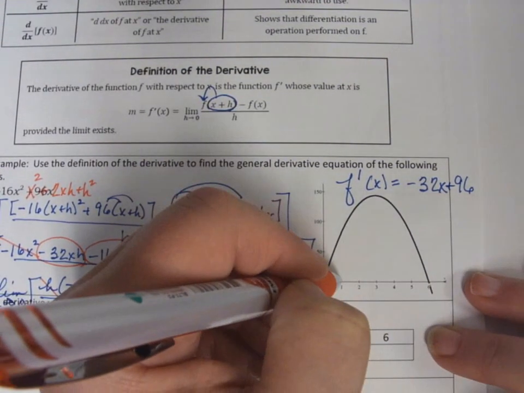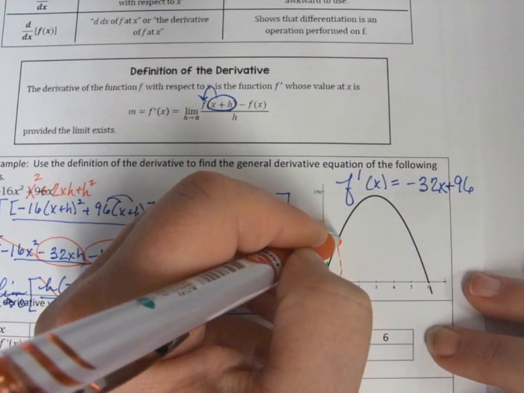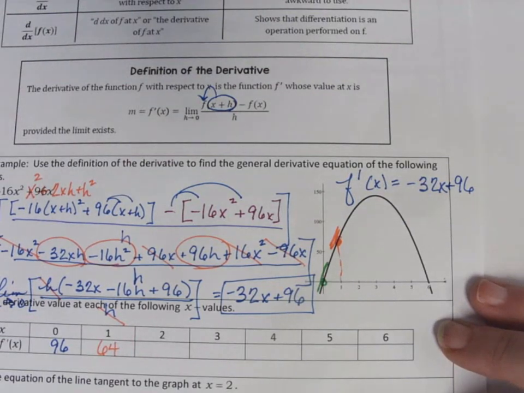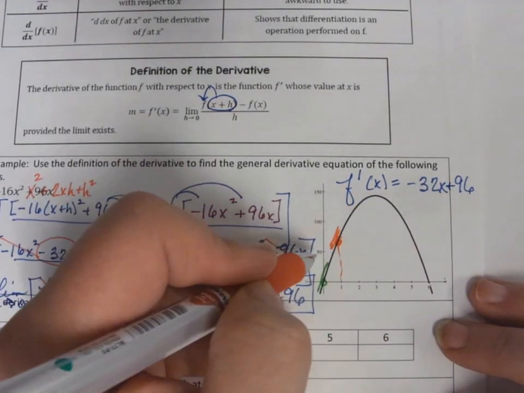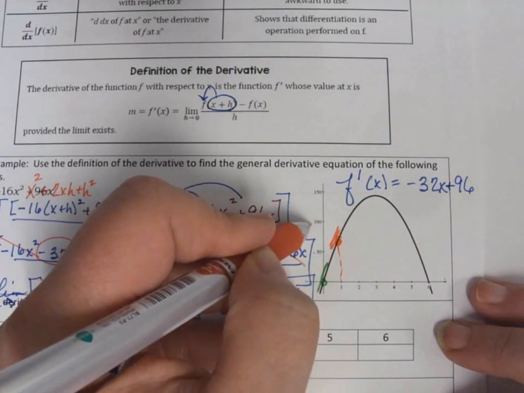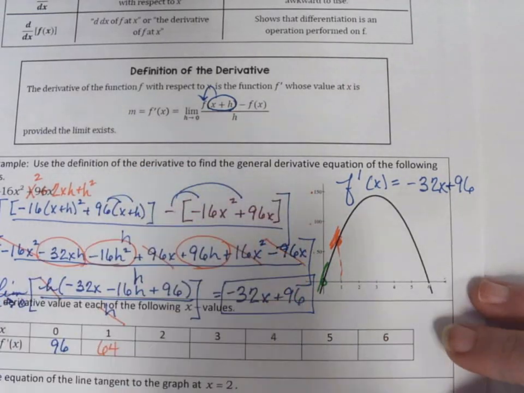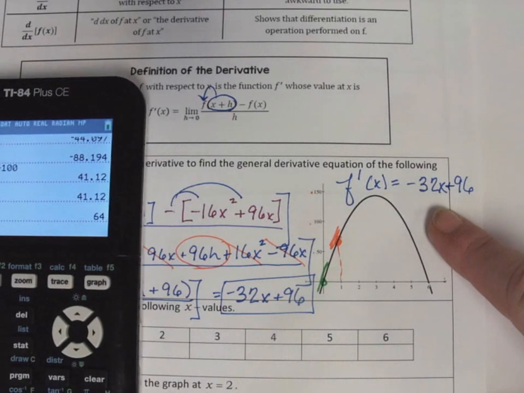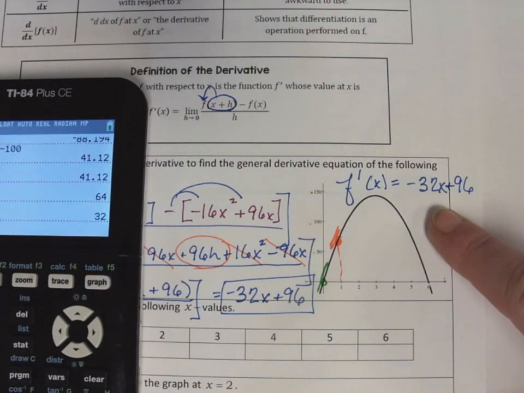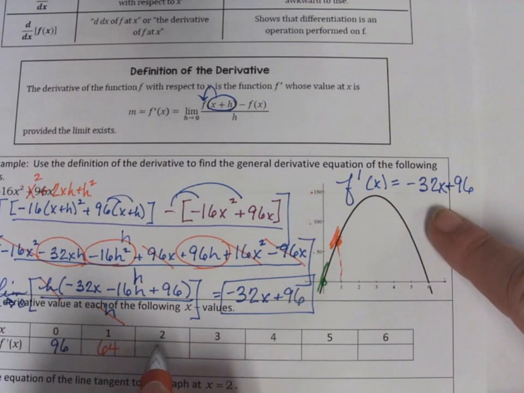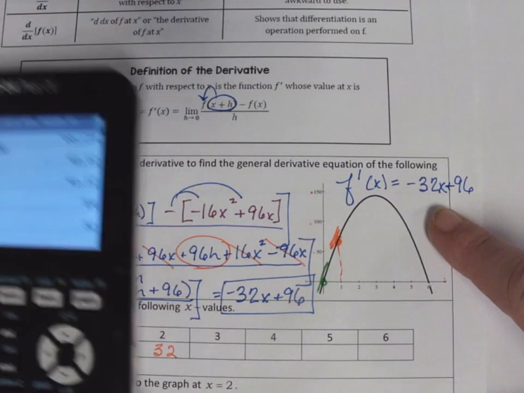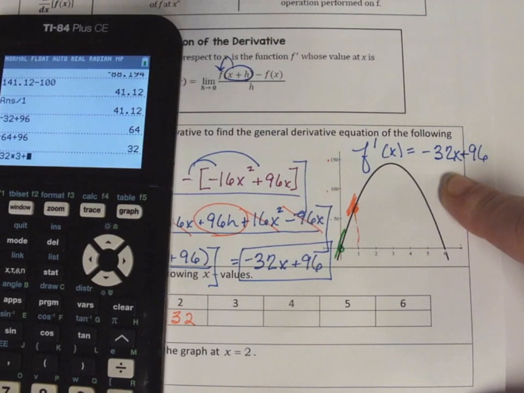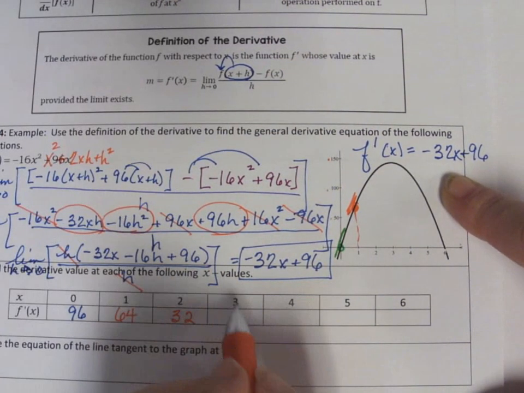So at 1, wherever it is, here's 1. The slope at that point right there is 64. Now, it may not look like it, but if you look at your y values, that's 50, 100, 150. So my y values are really big. So at 2, it would be negative 64 plus 96, so it would be 32. At 3, it would be negative 32 times 3 plus 96, so it would be 0.